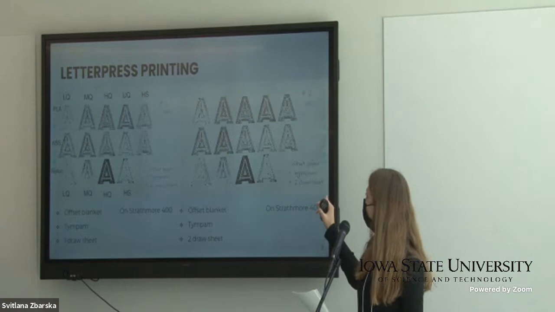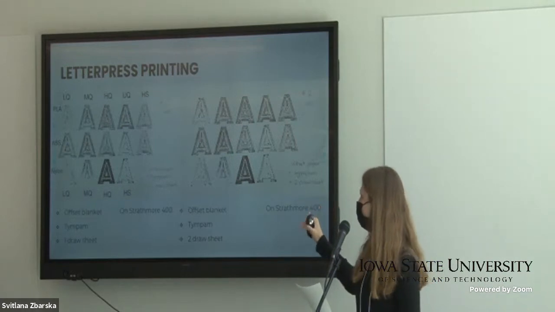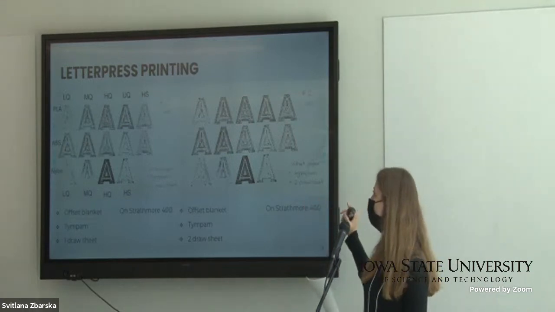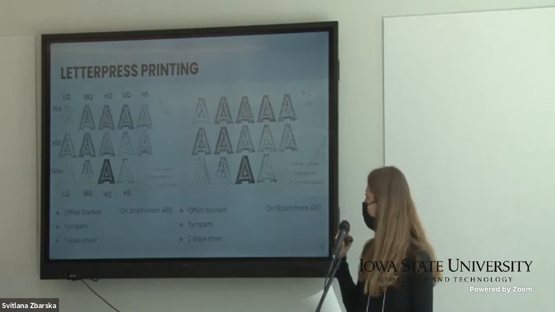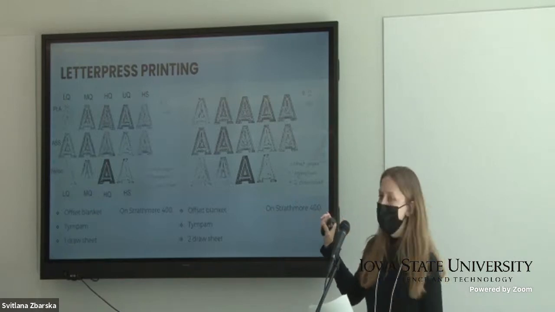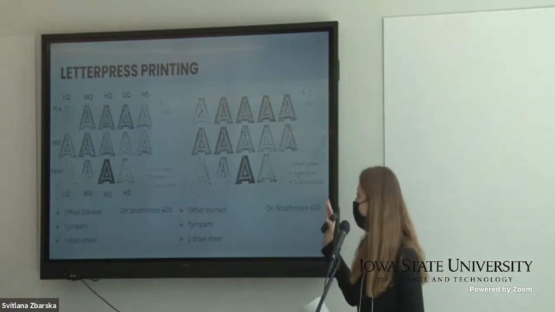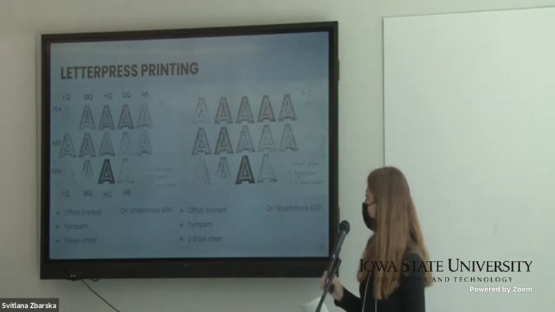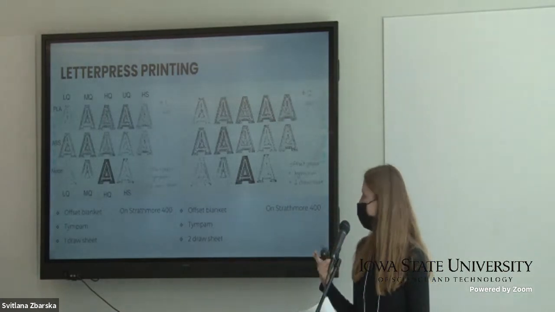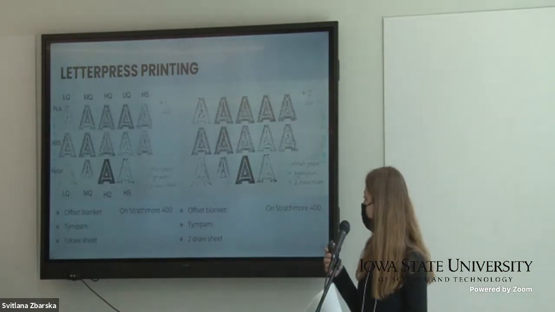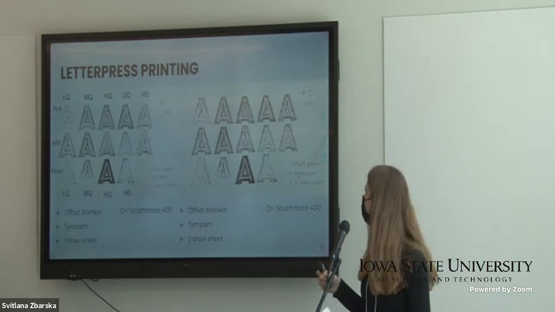The labels at the top correspond with the PLA and ABS, low quality, medium quality, high quality, ultra quality, and then the high speed option. And those bottom labels correspond with the row for the nylon, since there was, again, no ultra quality option for the nylon. For this one, we padded it with 1 offset blanket, a piece of Titanium paper, 1 draw sheet, and then printed it on Strathmore 400.